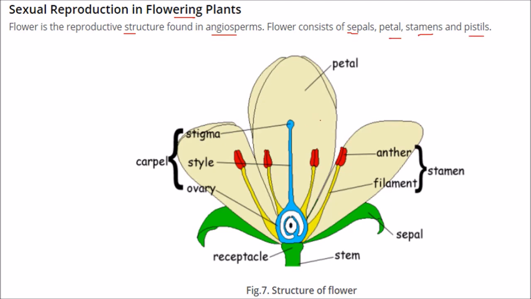If you look closely, these are the petals, this is the stamen part, and this is the carpel part. The carpel is the female part, and the stamen is the male part. So we have anther and filament. For the female part, this is the stigma, style, and these are the ovaries. In the bottom part we see the stem and receptacle, and we have sepals as well. This is the structure of a flower.